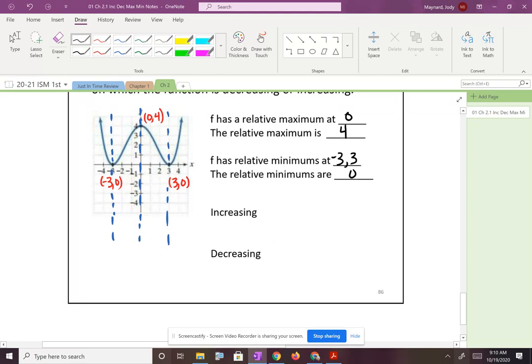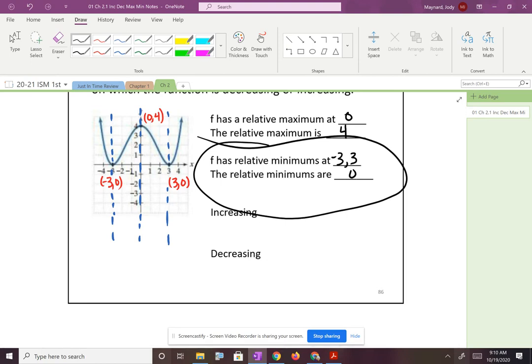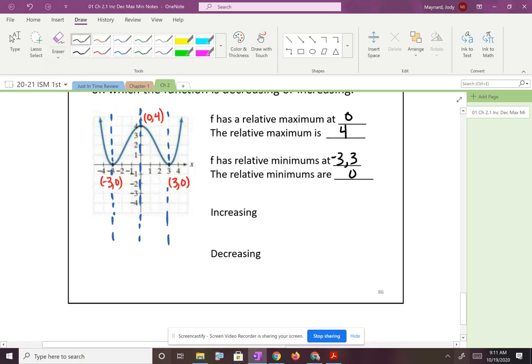Okay, this one, the only difference with max and mins on this one is that this one has 2 relative minimums, and a lot of the times they'll just say, okay, separate the x and y values by a comma. So here we have 2 relative mins, 1, 2, and then they're at -3 and 3. Now the relative minimums are 0. If they were 2 different numbers, they'd say, okay, put the smallest one first or something. Just make sure you follow those directions. All right, do the increasing, decreasing if you haven't yet.